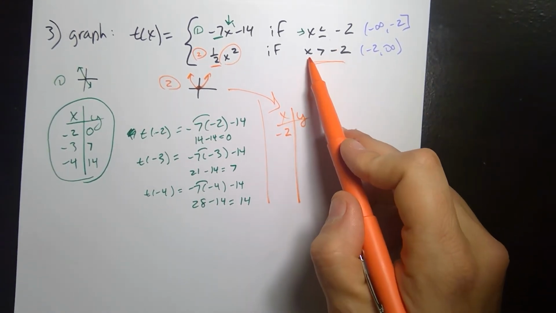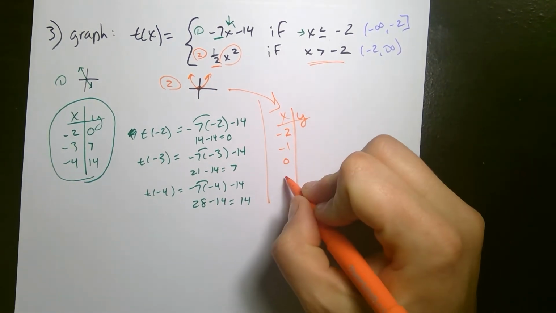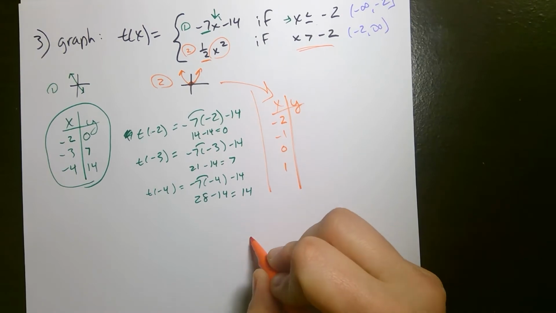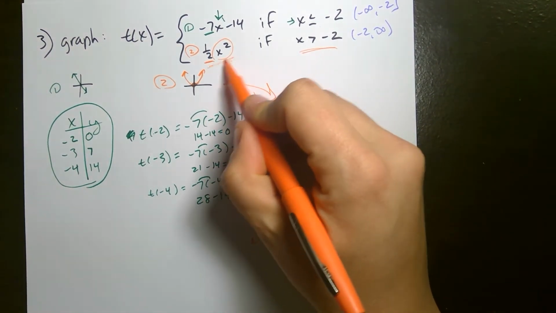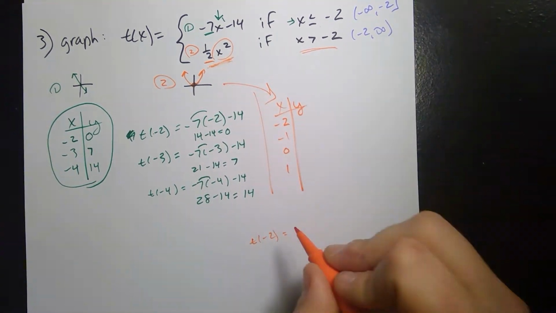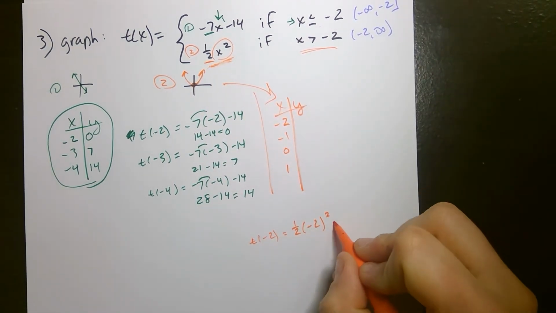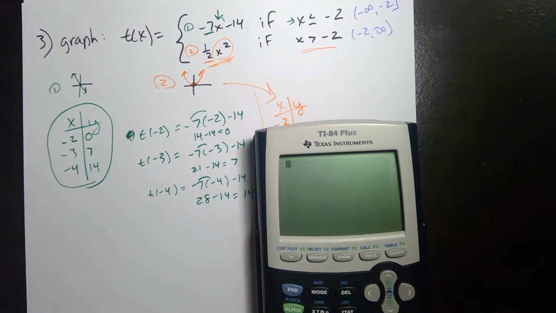I'm going to list some numbers that are greater than -2. So maybe -1, 0, and then 1. That'll be enough. What I have to do next is find t of -2. I'm going to go back up here to my second function, and I'm going to have 1/2 times -2 squared. Now, we're going to be able to type this into the calculator, and in fact, I encourage you to do so. I'm going to show you how, just in case you've forgotten, because it's been a while maybe.